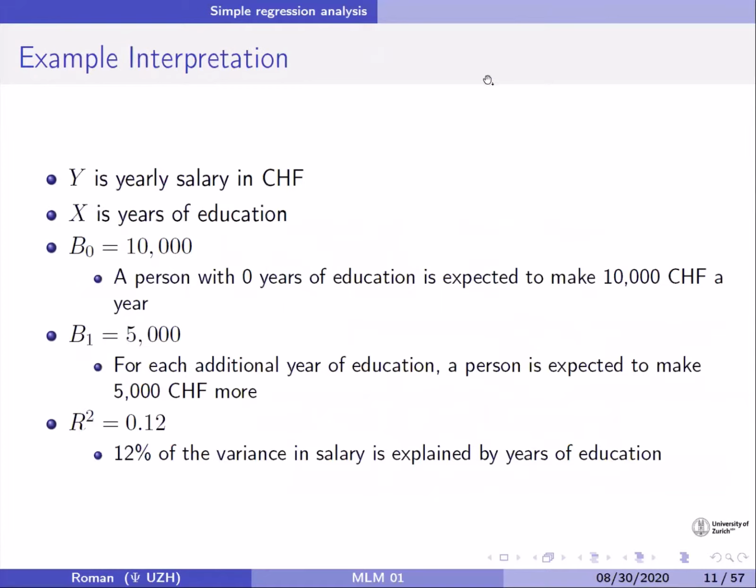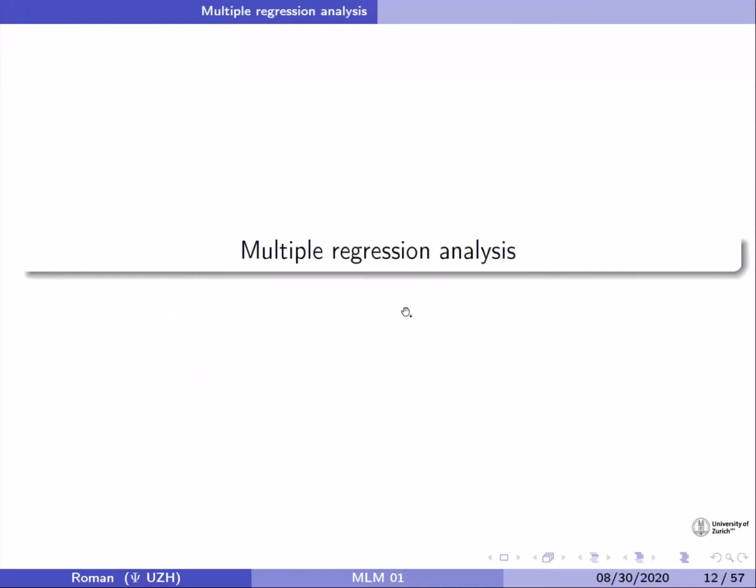Let's look at an example. If Y is the yearly salary in Swiss francs and X is our predictor years of education, if we have an intercept of 10,000, we would interpret this as meaning a person with 0 years of education is expected to make 10,000 Swiss francs a year. If our slope B1 is 5,000, for each additional year of education, a person is expected to make 5,000 francs more. And of course, if R squared equals 0.12, we would say 12% of the variance in salary is explained by years of education.